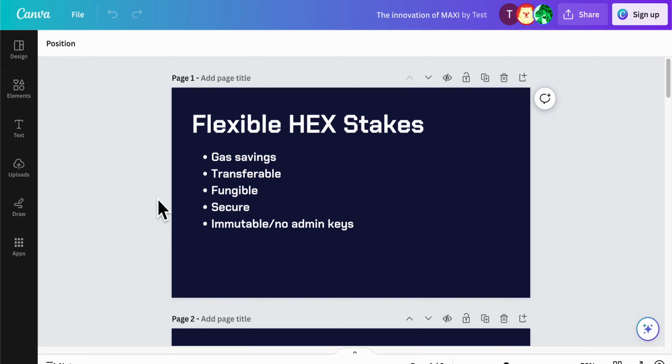The transferability, as I mentioned, if we can send it from wallet to wallet in case of a hack or just for convenience. The fungibility, so that we can buy small fractions or percentages of Hex stake for whatever length we like. The security, so we'd want the contract to be as secure as possible. Ideally, we would want it to be immutable and have no admin keys whatsoever, just like Hex.